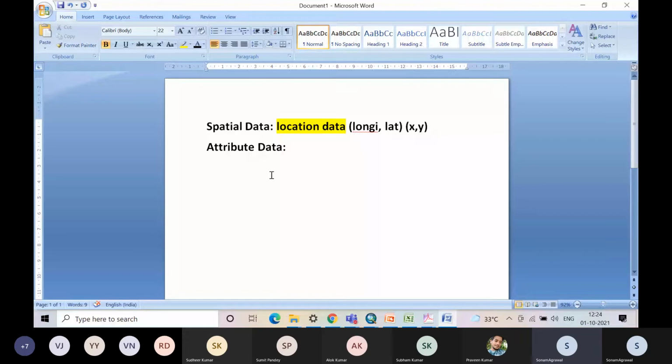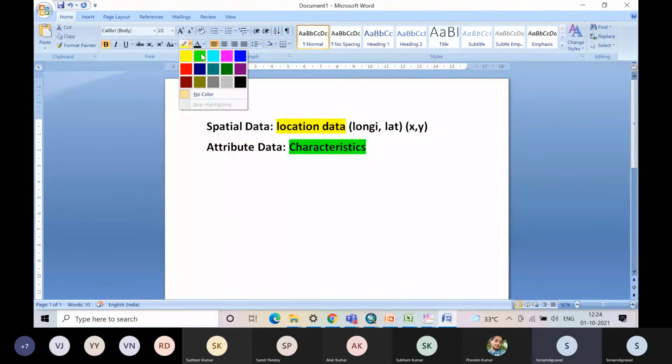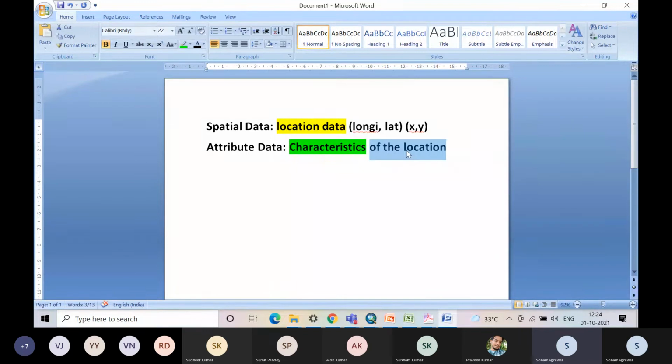When we talk about attribute data, what is attribute data? Attribute data is the information about the spatial data. Attribute data will be the characteristic of that location. How will you find the location? It is the spatial data that will give you the location. What will the attribute data give? The characteristic of that location will be given by the attribute data. So both are related to each other. It is not like both are independent. Both are related to each other.